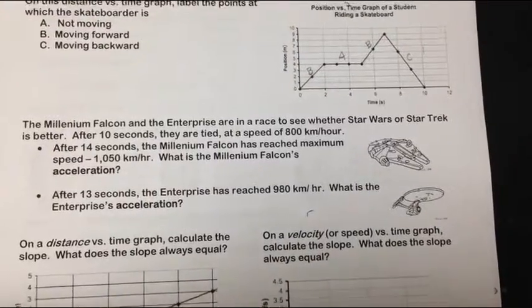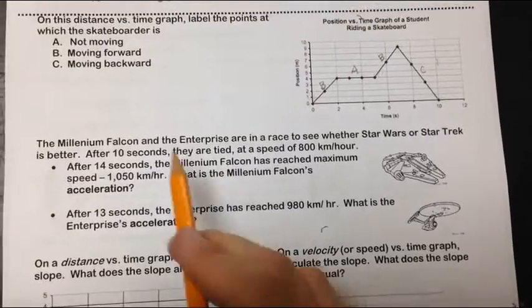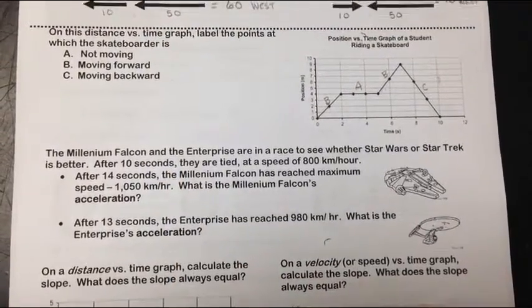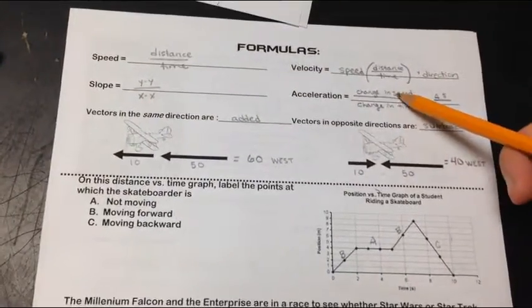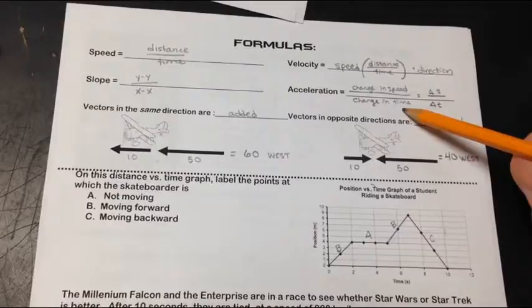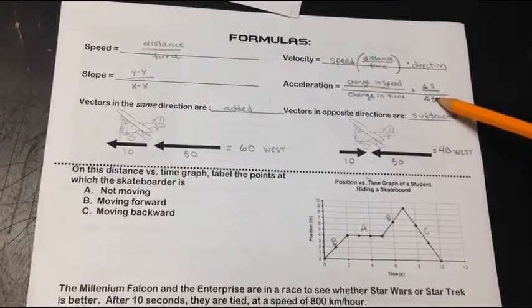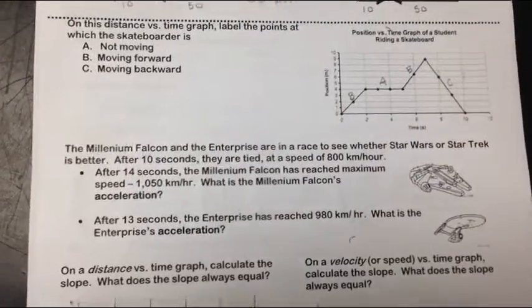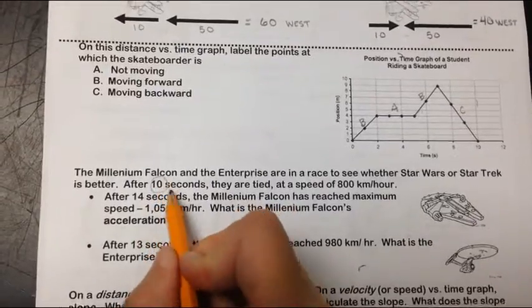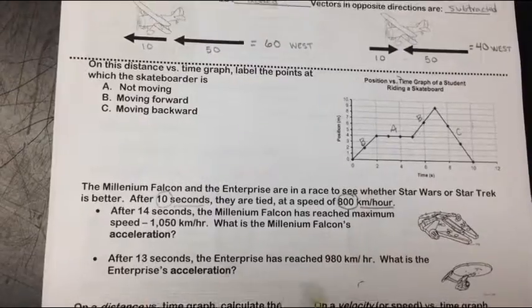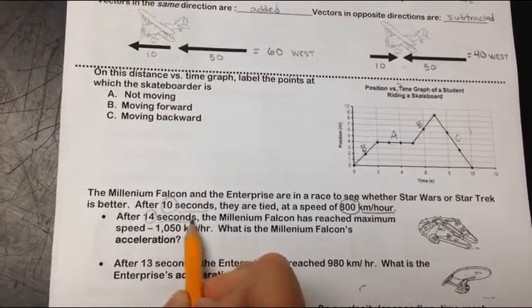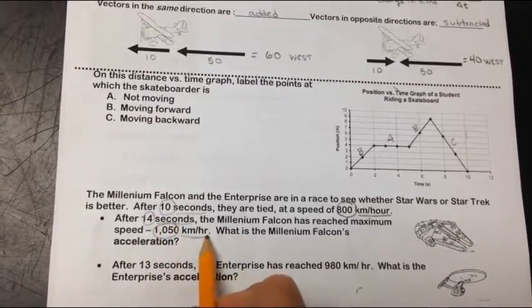Sorry about the dorky reference here with Star Wars and Star Trek, but this is a good acceleration problem. So acceleration, if you remember right, from up here, is our change in speed divided by our change in time. So we need to know our speed and our time. So let's look back at our problem. Here's a time, 10 seconds. Here's a speed, 800 kilometers per hour. Here's a time, and here's a speed.